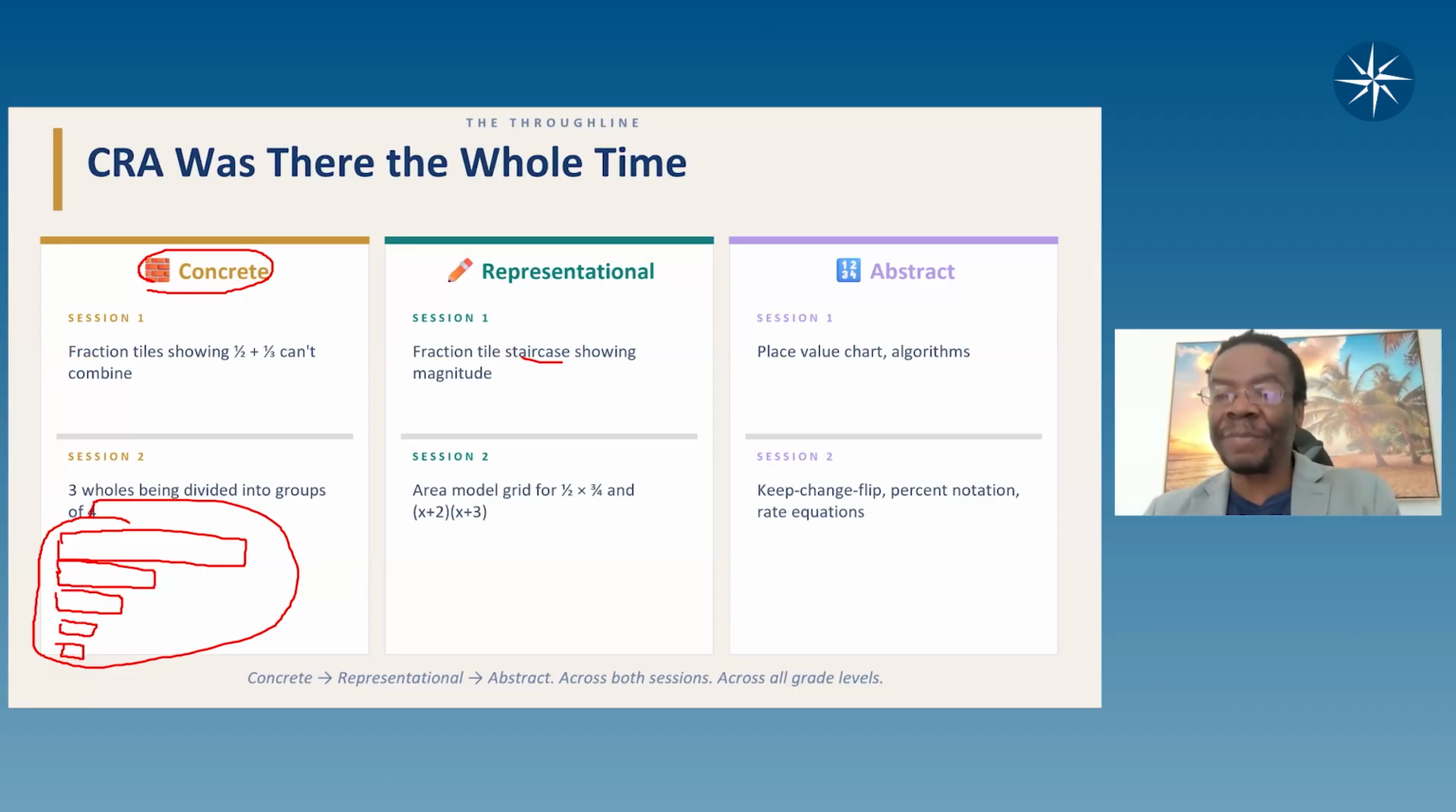This becomes important when we are doing area models. The concrete also works for area models too, as we saw. And then the abstract place value algorithms, we get to understand why keep change flip works, the percentage notation, and the rate equations and that type of thing.